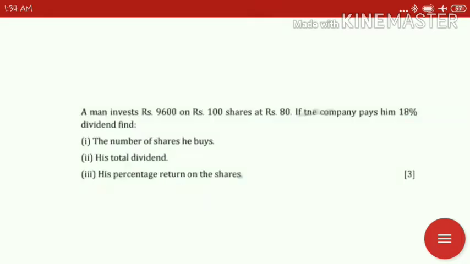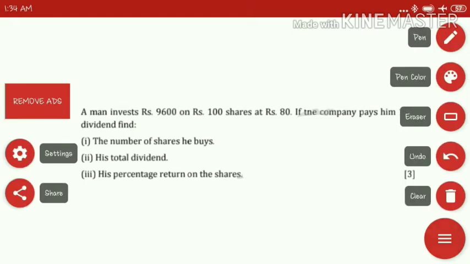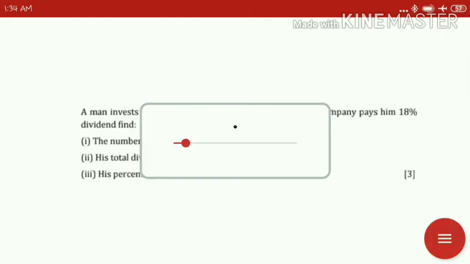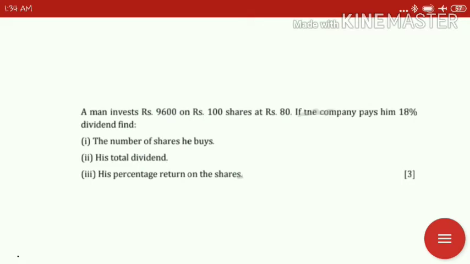This question came in 2012 along with similarity and ratio and proportion. It is also a 3 marks question. The question says that a man invests 9600 rupees in rupees 100 shares at rupees 80. If the company pays him 18% dividend, then find the number of shares he buys, total dividend, and his percentage return.